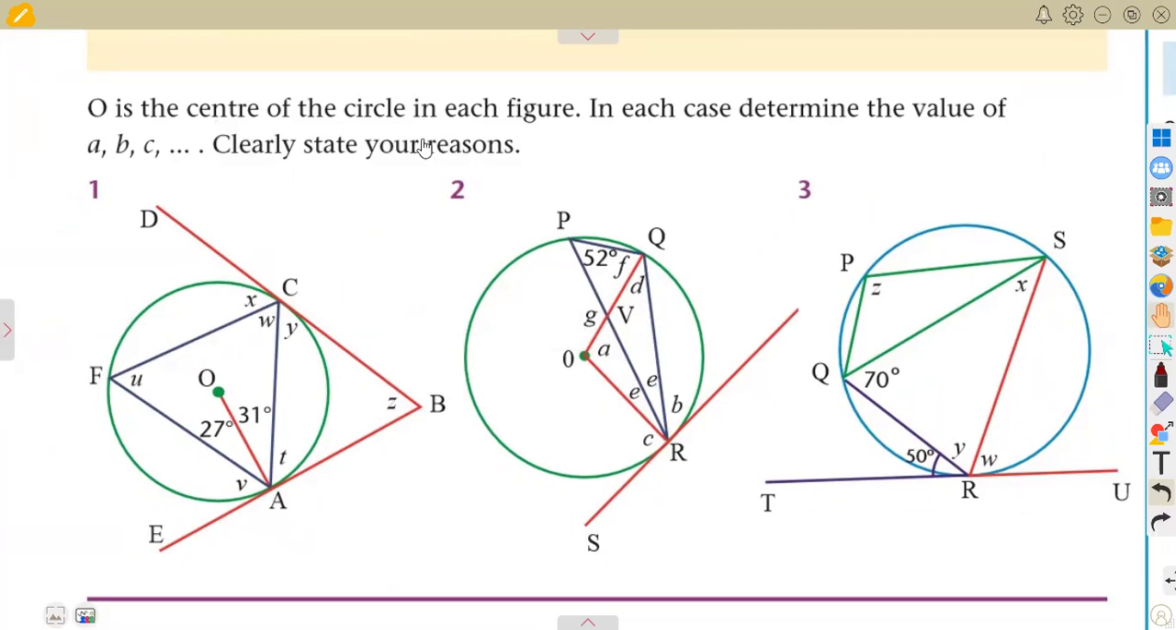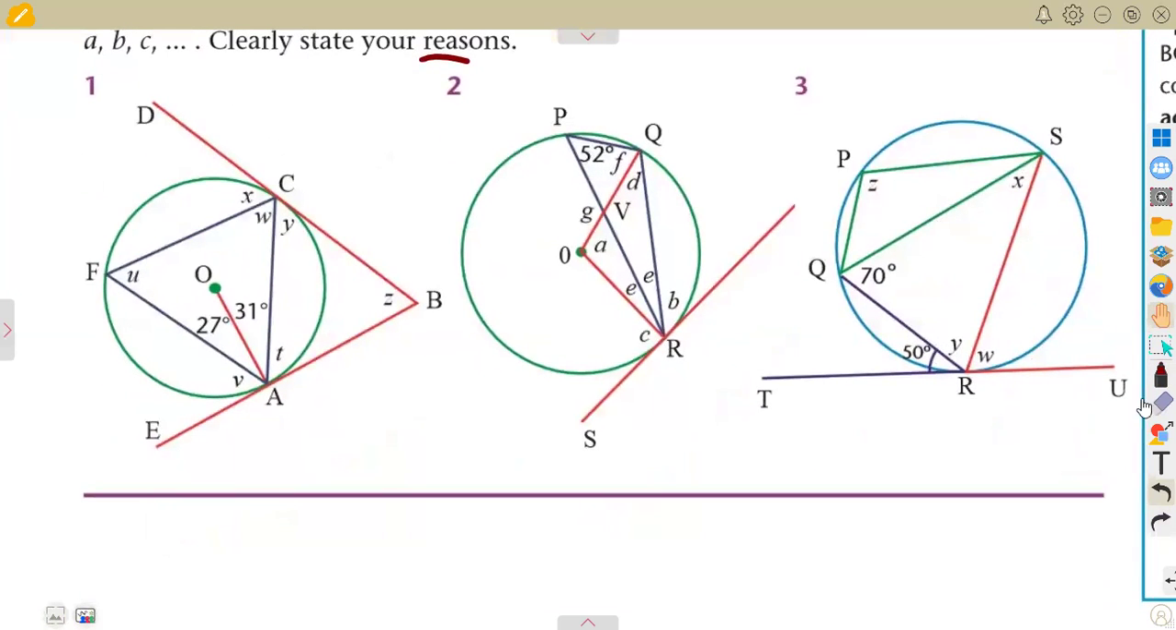O is the center of the circle in each figure that we are given. So you're given these diagrams. In each case, determine the values of A, B, C. Clearly state the reasons. A, B, C, but I don't see A, B, C. Here I've got A, B, C on this part, but in this case they needed us to determine all these angles, not A, B, C. You see the way that they're asking now, it's confusing us. So it's going to be A, B, C, D up to Z, whatever you have on your diagram.